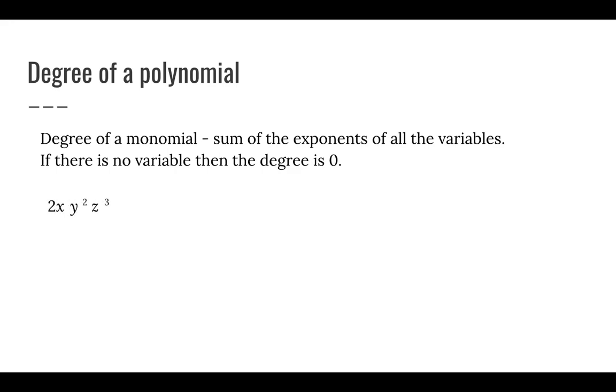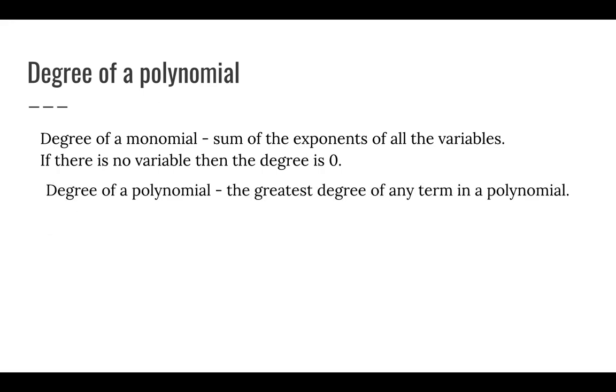So here's one of the monomials that I gave you earlier on in the lesson. If you look at the exponents of the variables, x has a 1, y has a 2, z has a 3. I'm simply going to add all those up. 3 plus 2 plus 1, I get 6. So that monomial has a degree of 6.